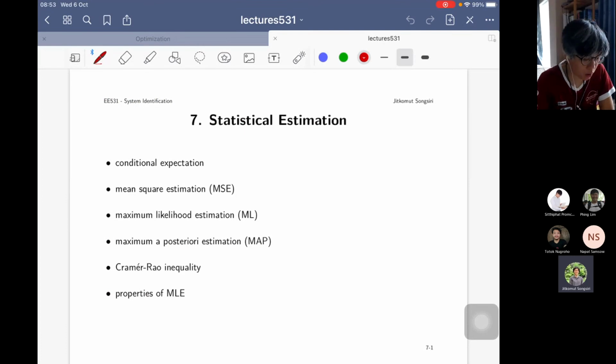This is a video series on the topic of statistical estimation. We have learned some basic concepts about estimation methods like linear least squares and the prediction error method. In this video series, we're going to switch to a statistical approach, where we also take into account some random entities in the model.